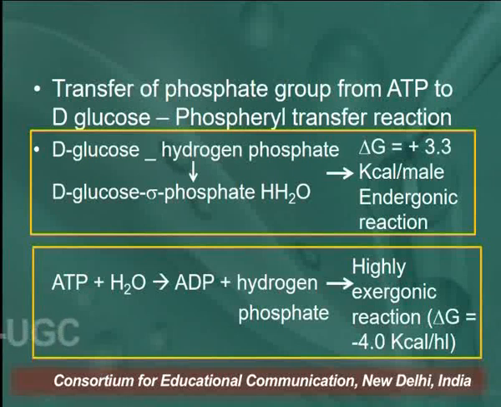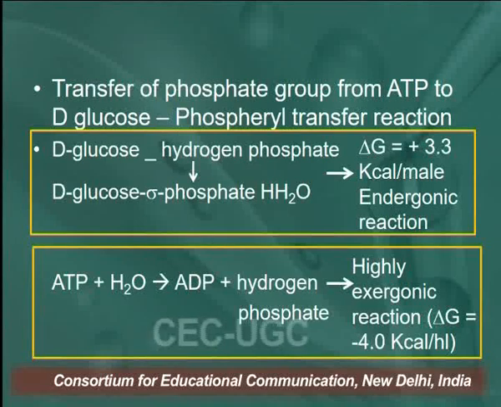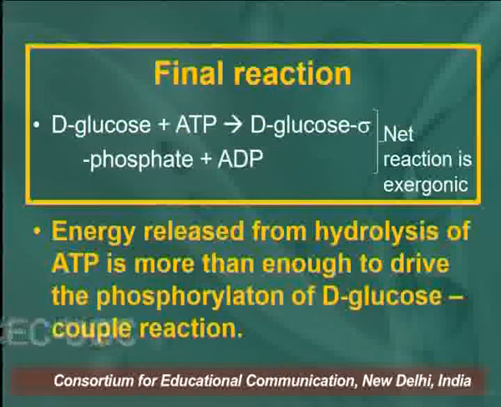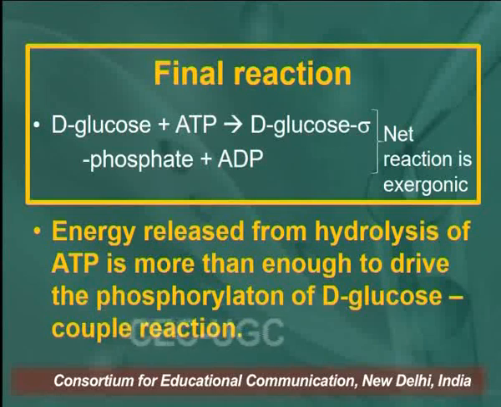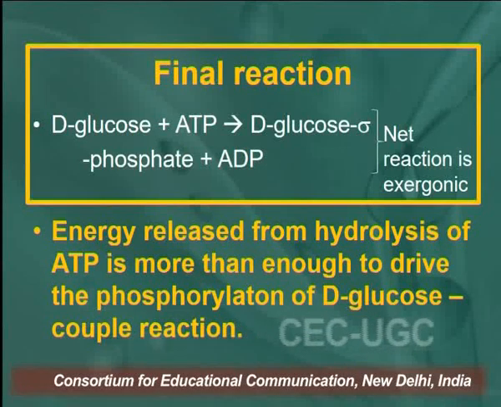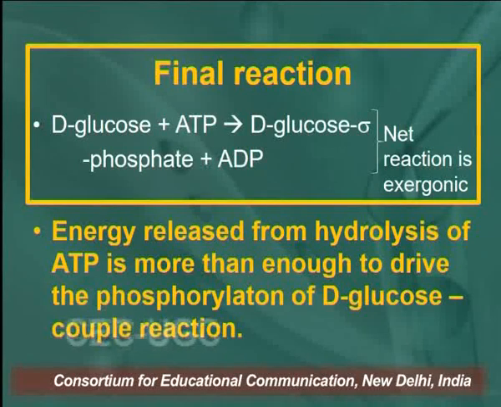So, the overall process involves two reactions, one endergonic and the other exergonic. The endergonic reaction is positive while the exergonic reaction is negative, but the overall net reaction is exergonic. So, the energy released from the hydrolysis of ATP is more than enough to drive the phosphorylation of D-glucose in these coupled reactions.